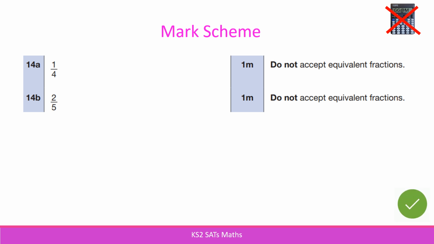The mark scheme shows 1/4 for part A for 1M, which means 1 method mark, and 2 over 5 also for 1 method mark for part B. It does say on the right hand side, do not accept equivalent fractions. So if you'd have written 25 over 100 or 4 over 10, you would not get the mark for this. So you had to write it in its simplest form.